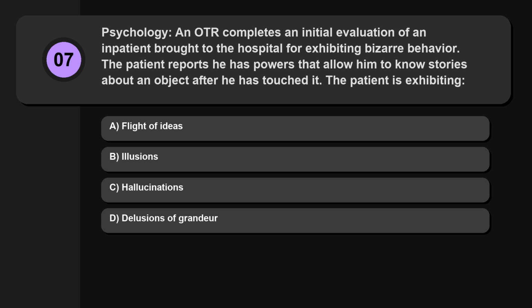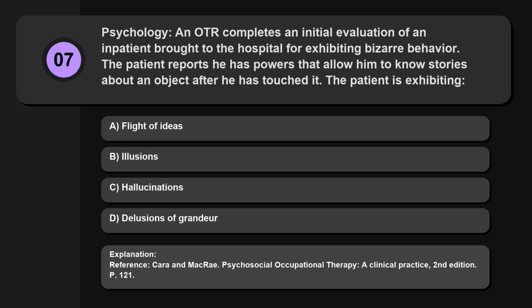Option B. Illusions. Option C. Hallucinations. Option D. Delusions of grandeur. The correct answer is option Nan. Reference: Cara and McRae. Psychosocial Occupational Therapy, A Clinical Practice, 2nd edition.